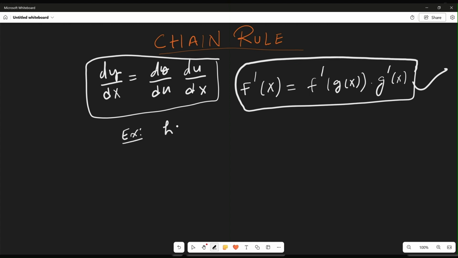For example, we have this problem, this function h of x is equal to square root of 5x plus 3. Okay, we need to apply chain rule here. Now think for a second, what is outer function and what is inner function here?